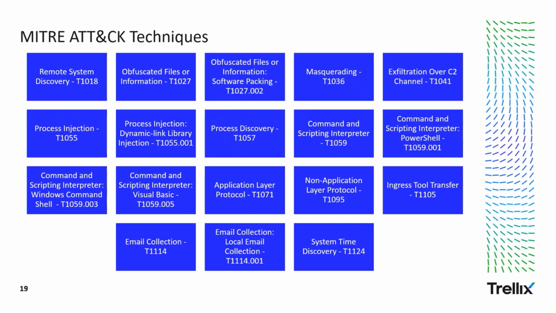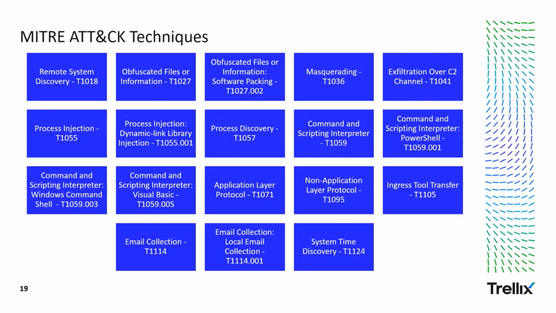The next technique is 1057, which is process discovery. Here, adversaries may attempt to get information about running processes on a system. Information obtained could be used to gain an understanding of common software or applications running on systems within a network.